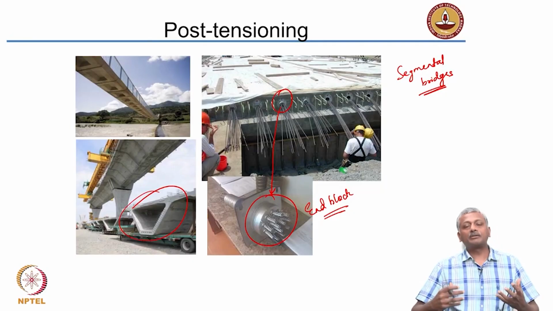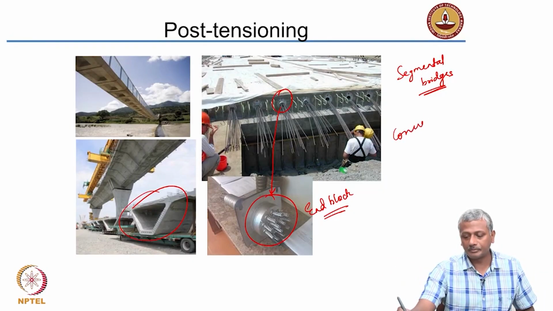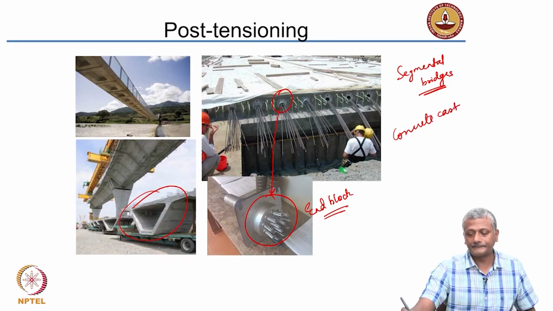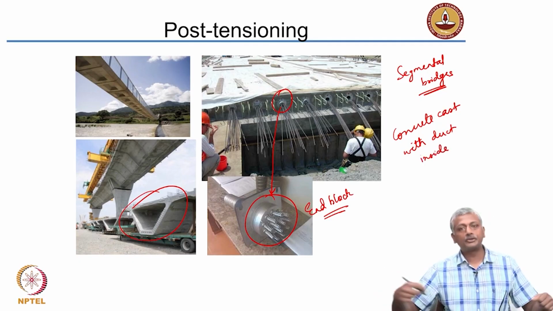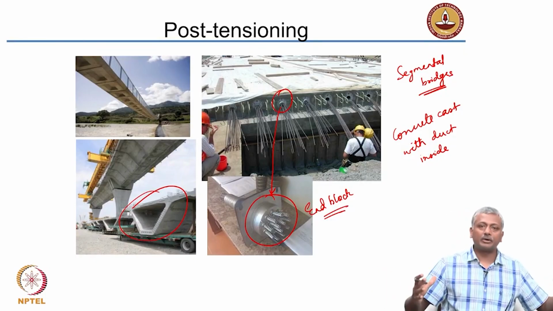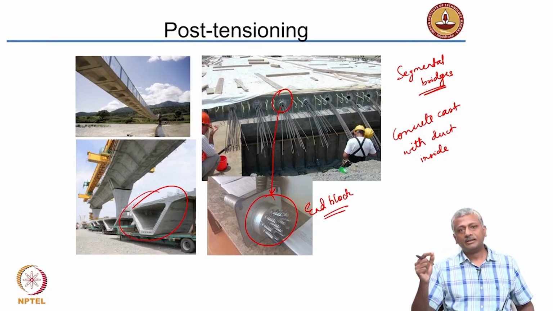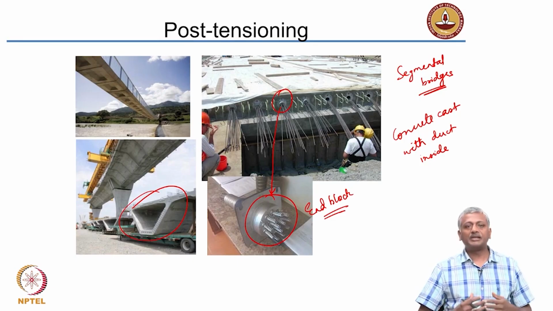So, you cast the concrete with a duct inside, so that you can push the steel through this duct easily. The problem is, after the pre-stressing has been done and the compression has been transferred to the concrete, the steel is freely sitting inside the duct, and if you leave it like that, it will corrode with time, and corrosion obviously will lead to a rapid loss in its tensile capacity.